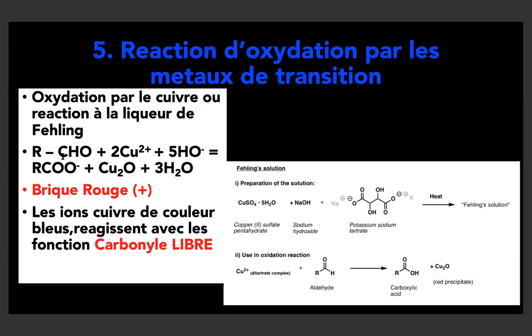So when you react a glucide that comes from the aldose family with a copper compound, a copper complex compound, it's going to form what you call a brick red precipitate. A brick red precipitate. You guys know what a precipitate is?